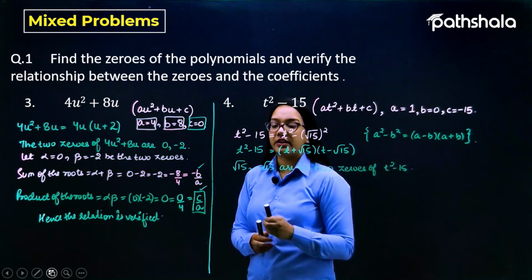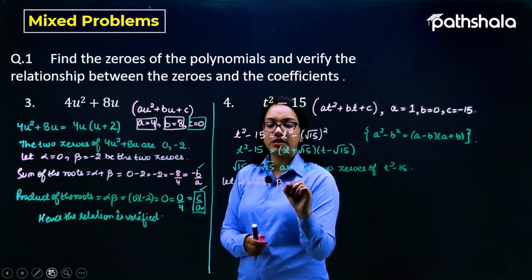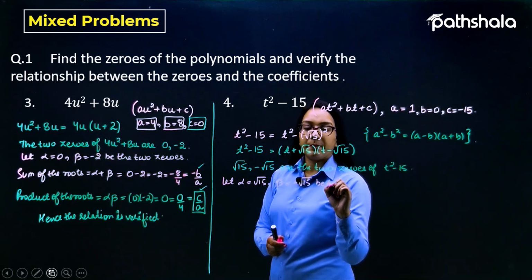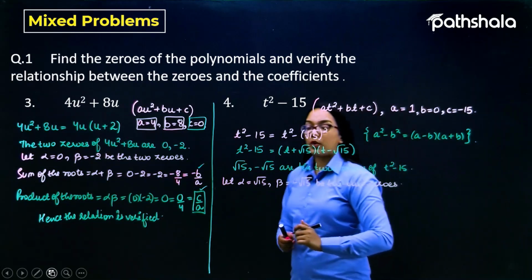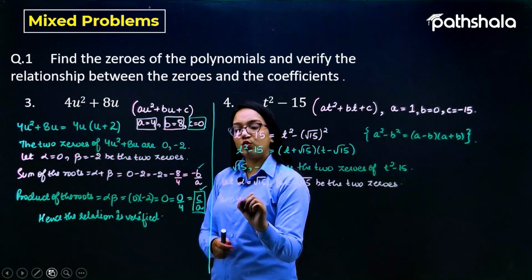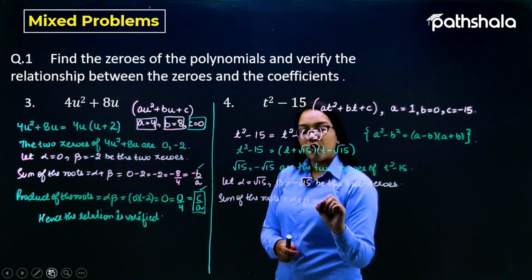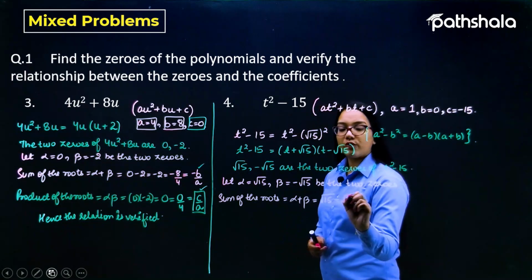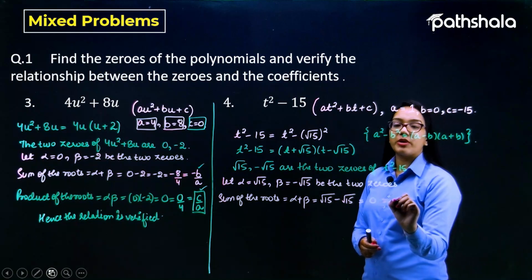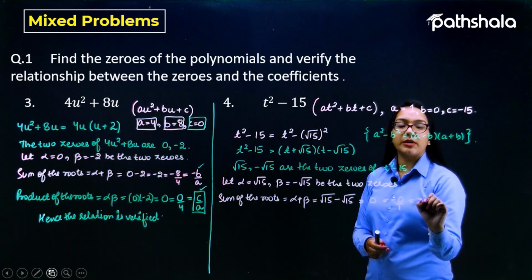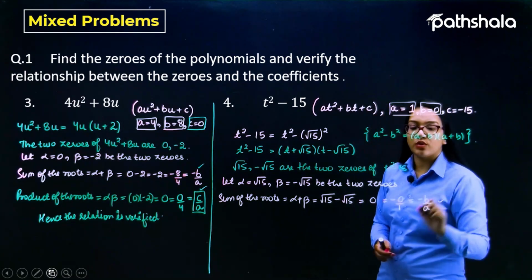So let us suppose we are considering them as alpha and beta. Let alpha be root 15 and beta be minus root 15, the two zeros. Hence the sum of the roots is equal to alpha plus beta, which is root 15 minus root 15, which is equal to 0, and we can express it in the form minus 0 by 1, which is minus b by a, as b is 0 and a is 1.